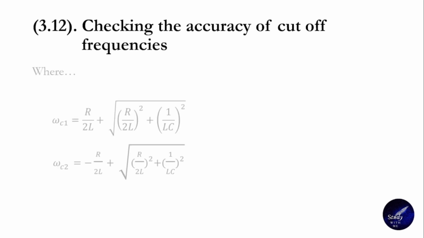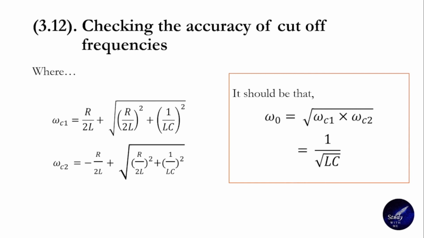Now here is a trick. We can check whether the cutoff frequencies we found are right or wrong. You just have to multiply the two cutoff frequencies and take the square root of the product. If you arrive at the center frequency, your cutoff frequencies are right. You can test it with an example.